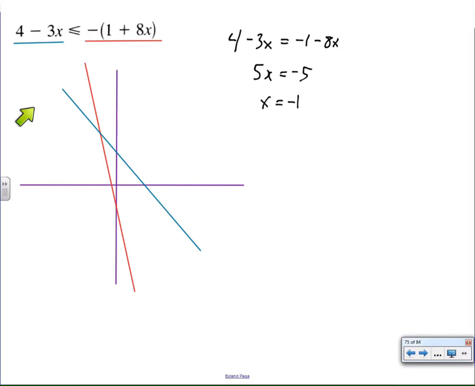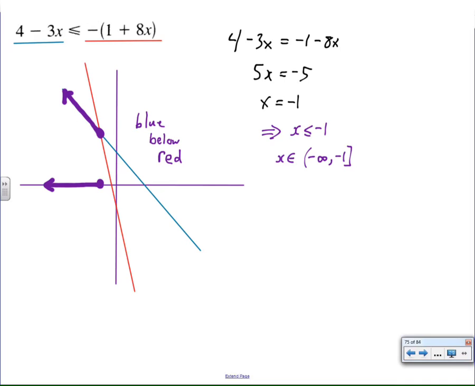And now that I have this graph in my head, I can see the steeper line should be above the blue line. So I'm looking for this red stuff above the blue stuff, which happens when we are less than -1. Blue below red. So that means my solution set is I'm going to go from -infinity to -1 again. Same solution set as before, different system.